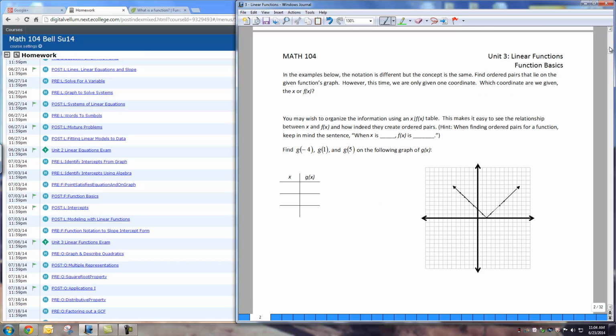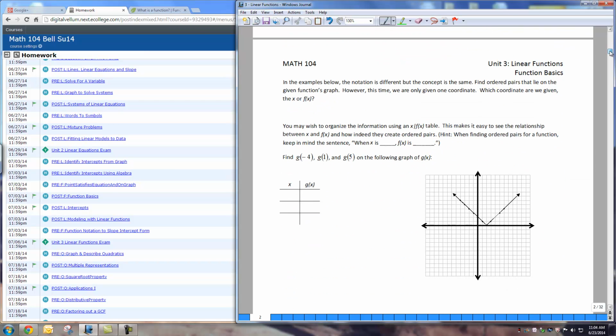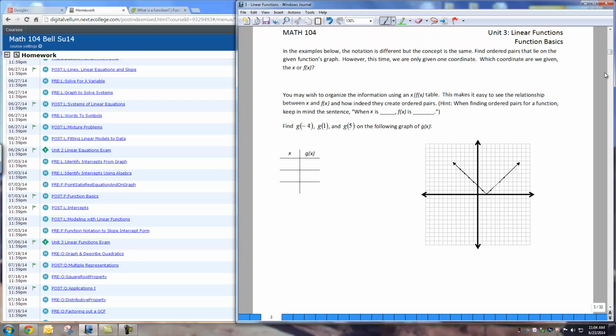Okay. Let's look at this. In the examples below, the notation is different, but the concept is the same. So for the next few functions, we're simply using our input-output method to graph. So we're just taking inputs, seeing what they give us back as an output, putting them on the Cartesian coordinate system, and connecting them with a line.